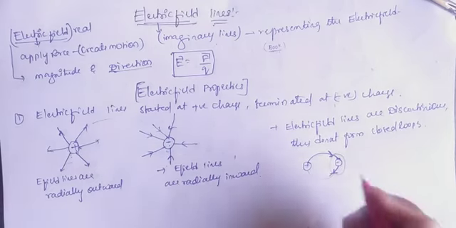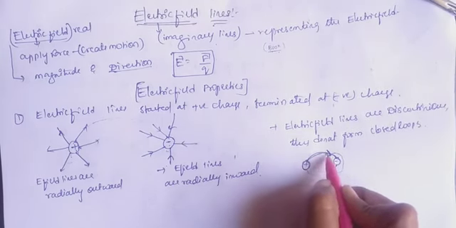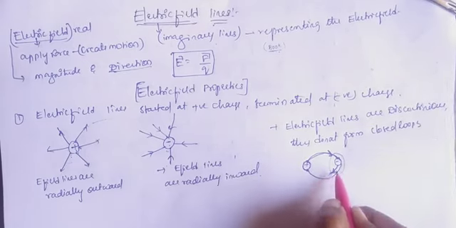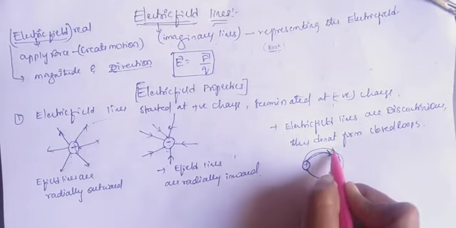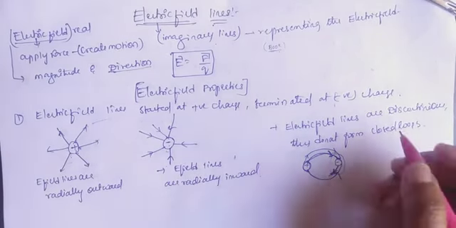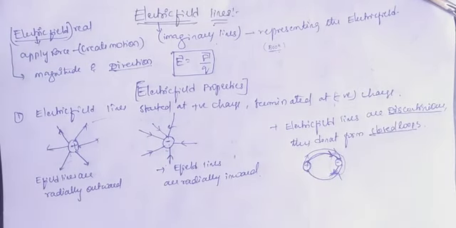Inward in the direction. Okay, so that means here at the positive charge the electric field line will start here and terminate here, and again start here and terminate here, and start here, terminate here. Like that. That's why they do not form any closed loops. They are discontinuous, not continuous, and they do not form closed loops.